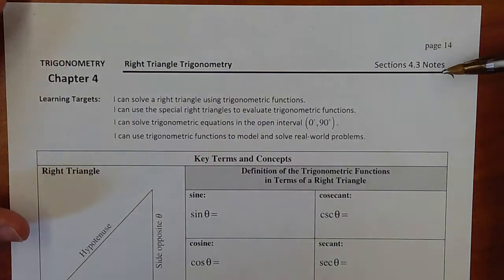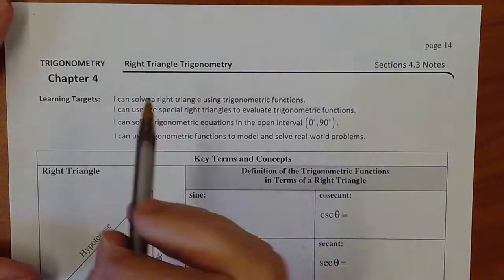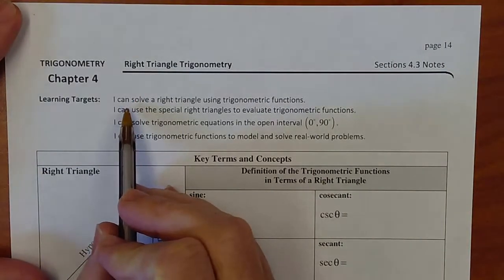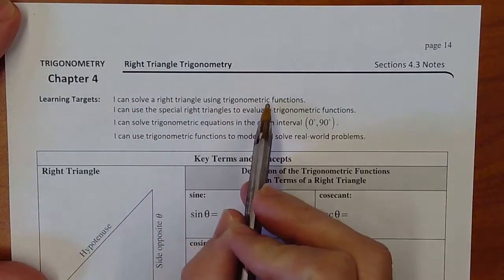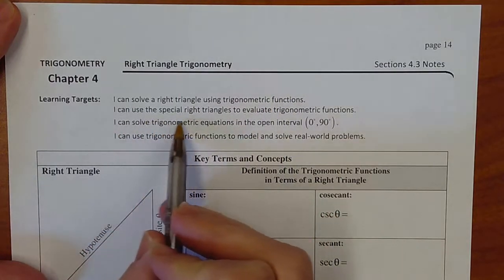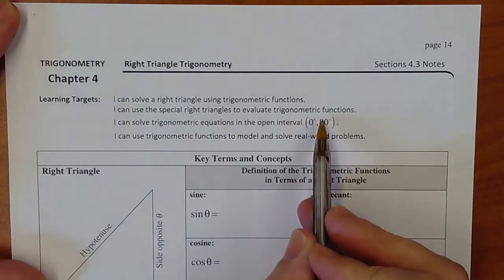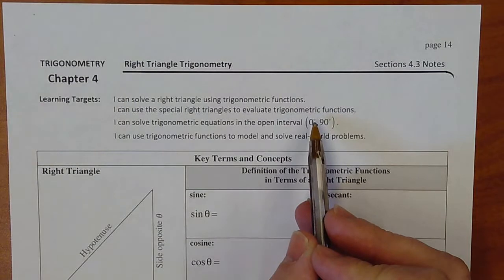All right, day one for section 4.3. Here's the two learning targets we'll be focusing on. I can solve a right triangle using trig functions, and I can use the special right triangles to evaluate trig functions. All right, so we're going to take the right triangle spin on trig.